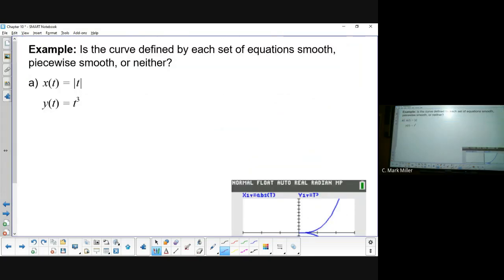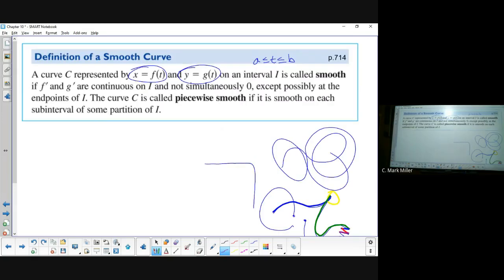All right, a couple of examples here. Is the curve defined by each set of equations smooth, piecewise smooth, or neither? Well, what are we looking for? We're looking for places where the derivatives are simultaneously zero, or places where the derivatives are not continuous.